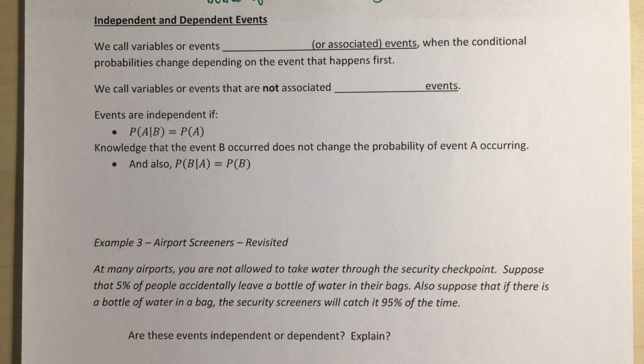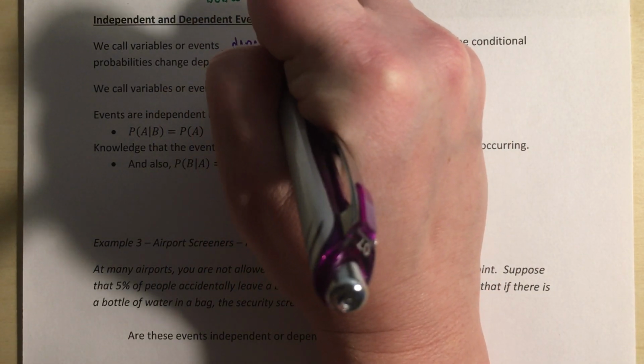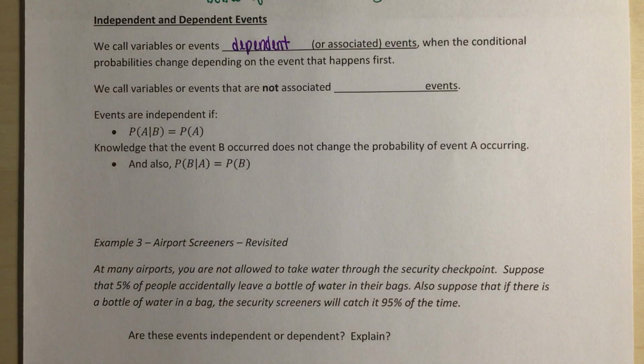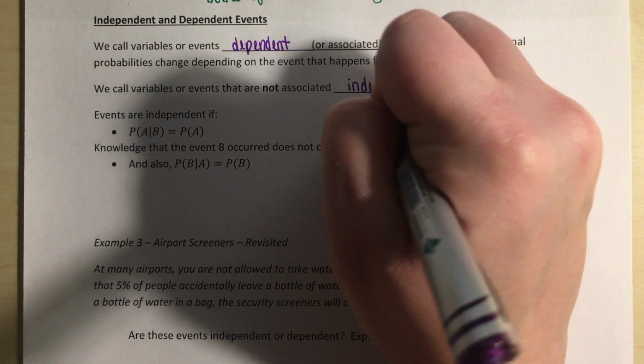So the next thing that we're going to look at is another pair of phrases that go along with conditional probability terms. And we're going to look at independent and dependent events. So we're going to call variables or events dependent, or sometimes we see the word associated, when the conditional probabilities change depending on the event that happens first. We call variables or events that are not associated independent events.